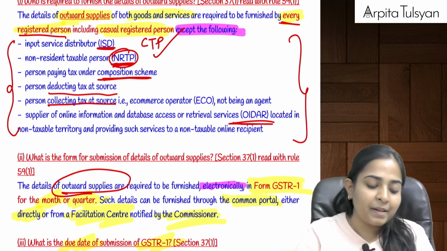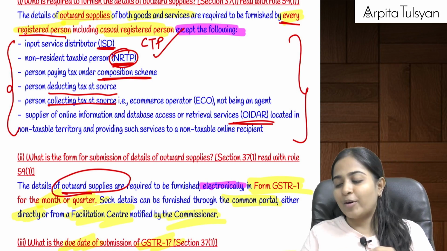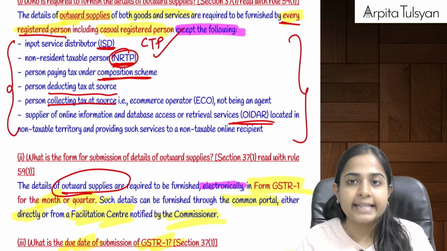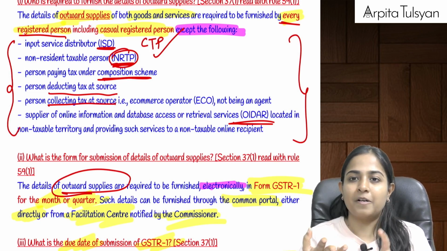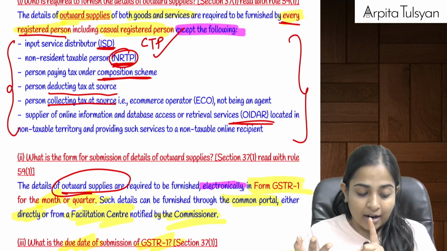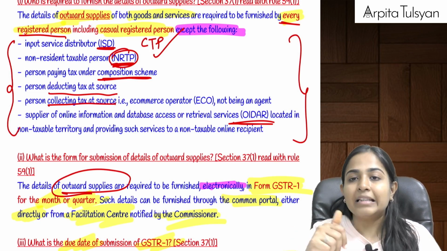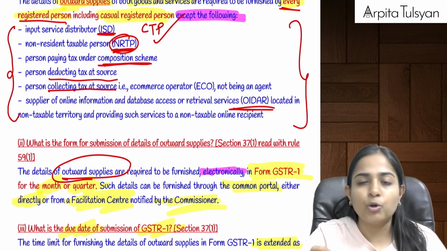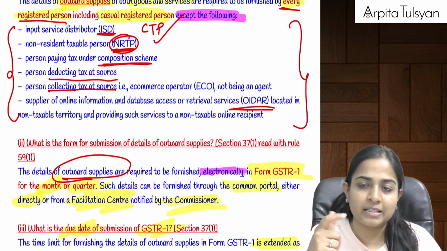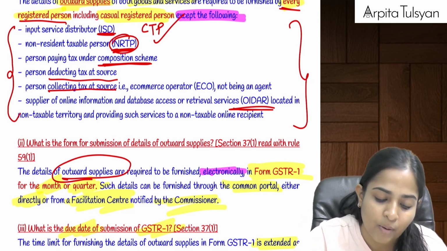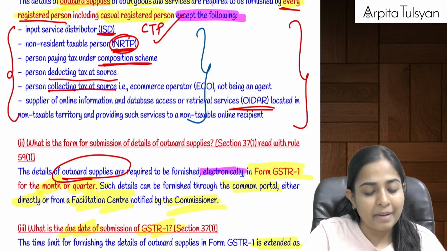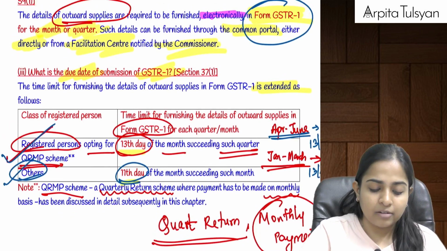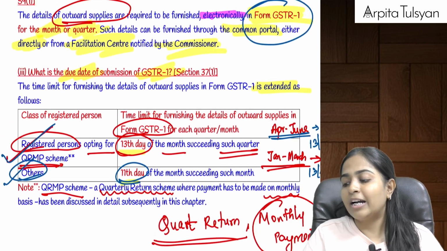Okay, except 6 people, it is written on the board also, or alternatively, if you remember, because you must have revised it earlier. So any ISD, NRTP, TDS person, TCS person, your input service distributor, and the person who is providing OIDR services. To these 6 persons, your GSTR1 is not applicable, means they are not required to furnish the GSTR1. Apart from them, any other registered person will be required to file the GSTR1 on the common portal, that is the website.